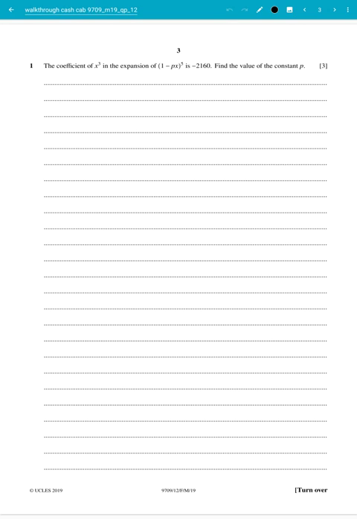So this one, starting with 1, the coefficient of x cubed in the expansion of (1 minus px) to the fifth is negative 2160. Find the value of p. So what we're looking at is we've got to do the expansion first. And we don't want to do the whole thing. We're just looking for x cubed. So we have 1 times negative px. We're going to set it up that way.